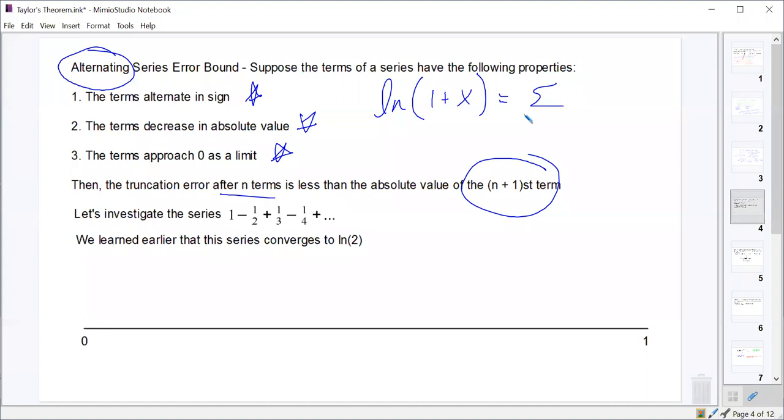Should be the sum from n equals 0 of negative 1 to the n times x to the n plus 1 over n plus 1. Does that look good to people? Jenna took it from her notes, so I assume it must be right.